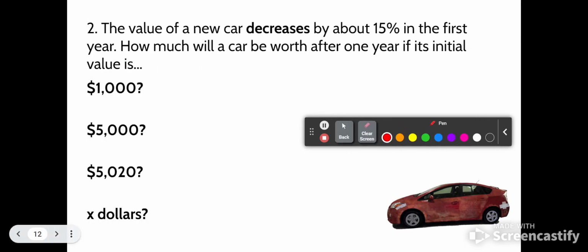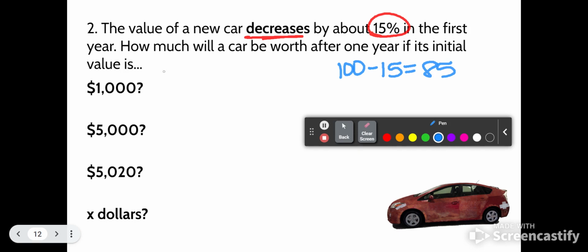Number 2. The value of a new car decreases by about 15% in the first year. How much will a car be worth after 1 year if its initial value is...? Okay, so same thing. Please solve this question and then come back for the answer. All right, so decreases. So I have 100% minus my percent decrease. So your car will be worth 85% of what it was originally.